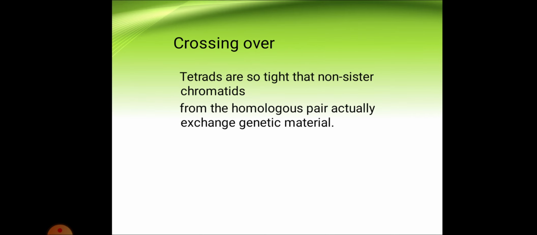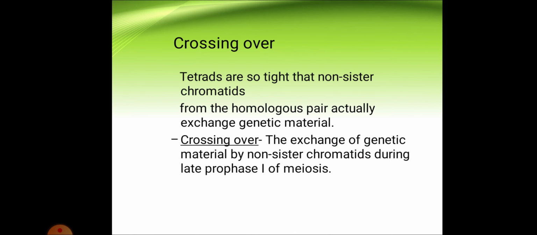So, meron po tayong tinatawag na crossing over, meaning tetrads are so tight that non-sister chromatids from the homologous pair actually exchange genetic material. So crossing over is the exchange of genetic material by non-sister chromatids during late prophase 1 of meiosis. Take note, nangyayari lang po siya sa part po ng prophase 1 ng meiosis. The crossing over process.